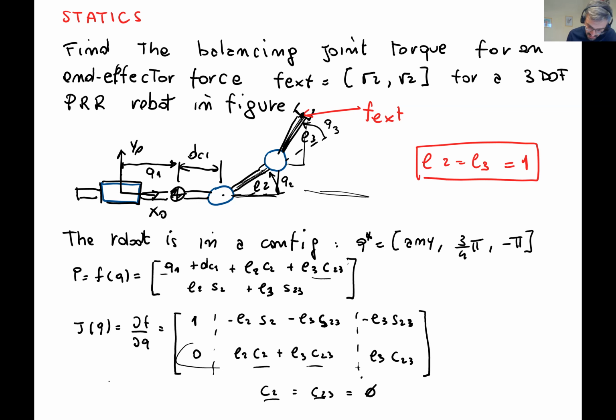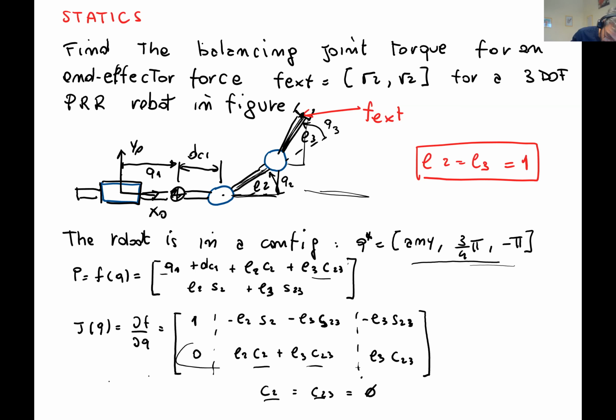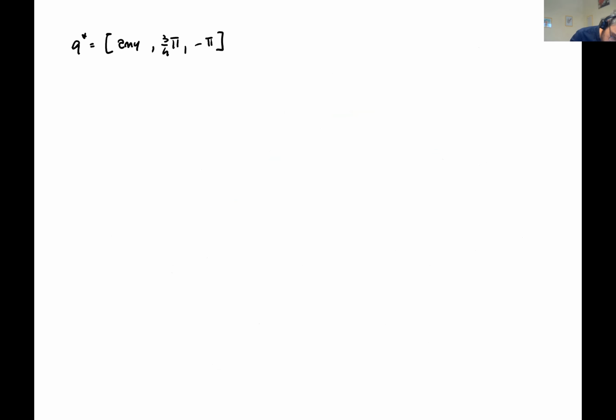But we are asked to map the forces in this configuration. So let's first draw this configuration and evaluate the Jacobian at that configuration. So in q, we have in essence the first joint arbitrary, then 3/4 pi, and minus pi.